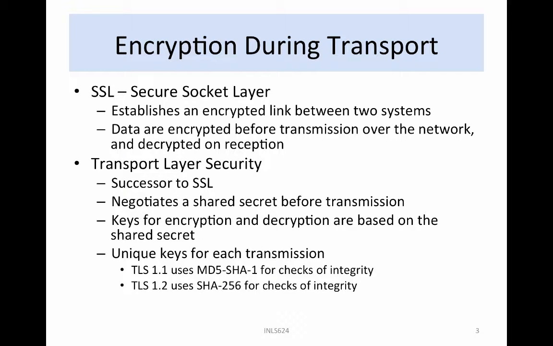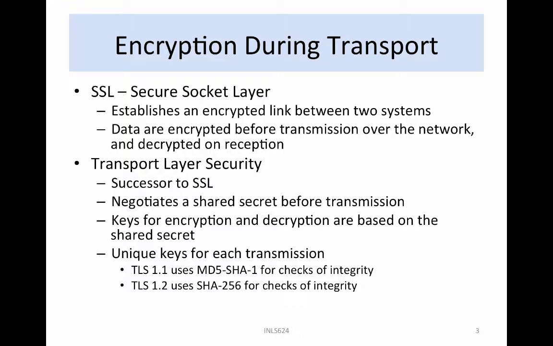The Secure Socket Layer, SSL, is a network standard for establishing an encrypted link between two systems. A shared secret is used to enable encryption at the source and decryption at the destination. The data are encrypted before transmission over the network and decrypted on reception.